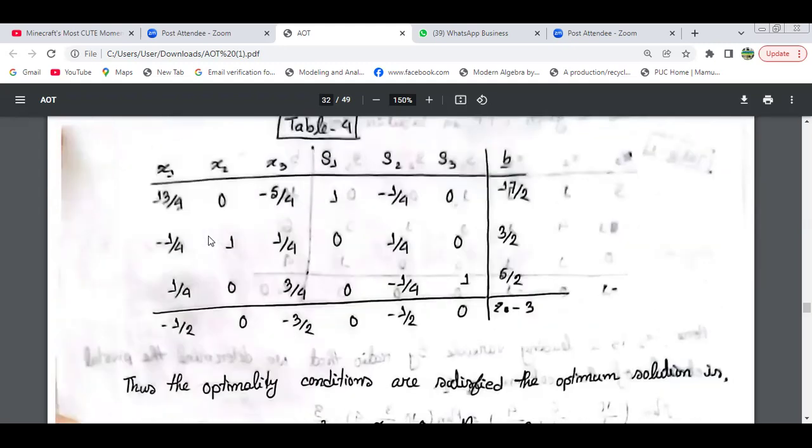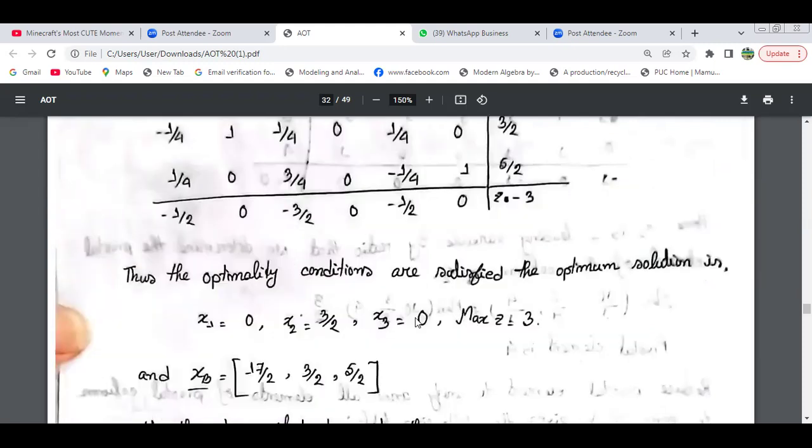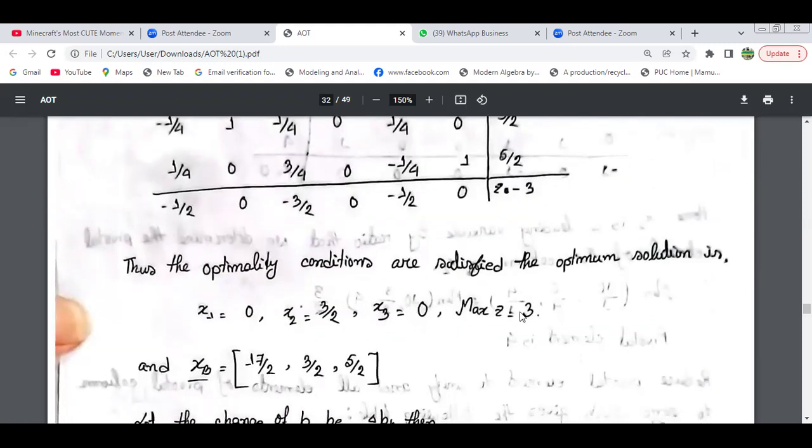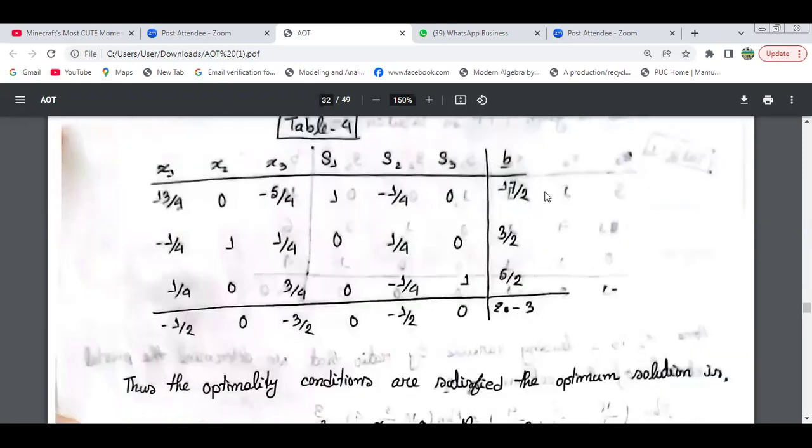X1 equals to what? X1 equals to 0 and X2 equals to what? 3/2. This is the X2 value. X2 equals to 3/2 and X3 also 0. So maximum Z equals to 3. Now XB equals to what? This is the reduced 17/2, 3/2, 5/2. This is the XB. And this is the B inverse. Okay, this is the B inverse.